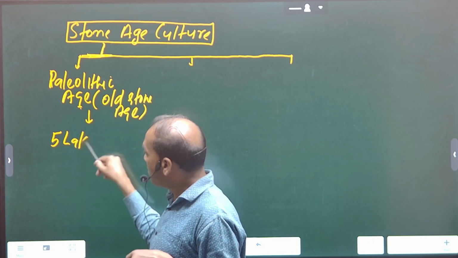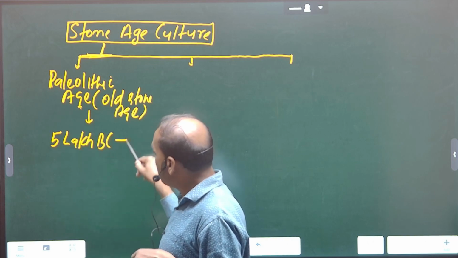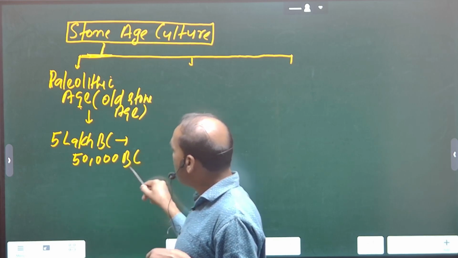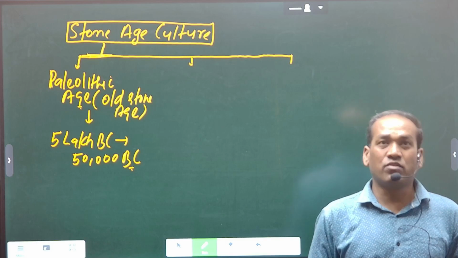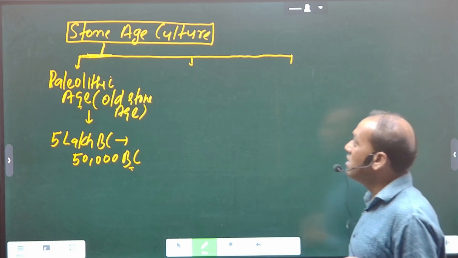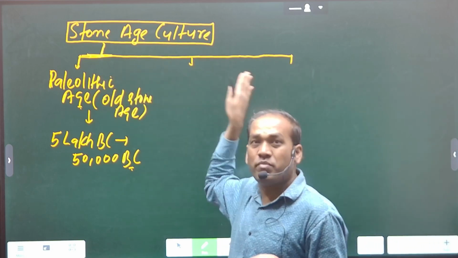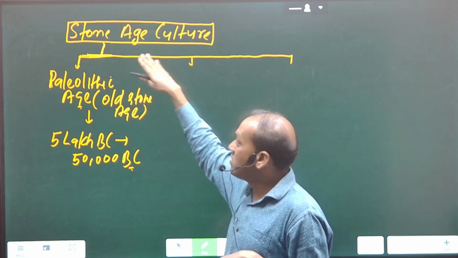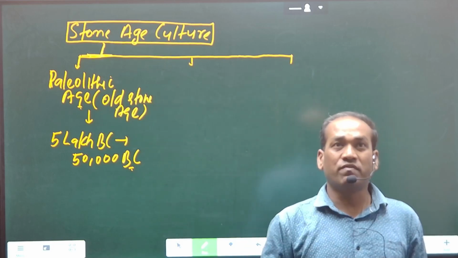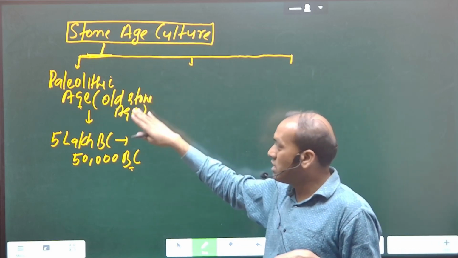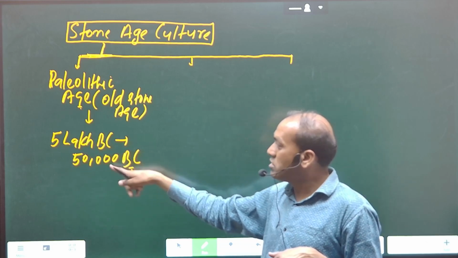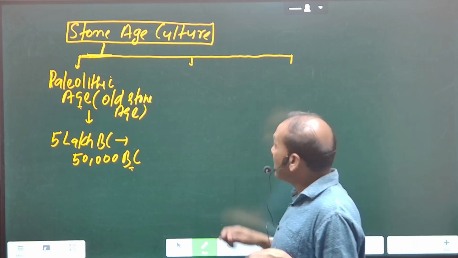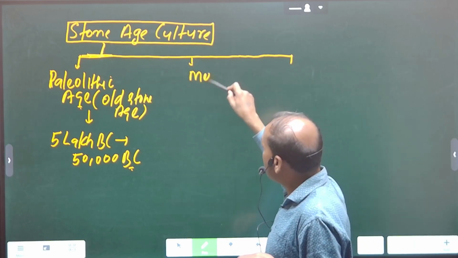5 lakh BC to 50,000 BC. So Stone Age culture is broadly divided into three main parts. In order to study it, in order to go in detail, it is divided into three parts. First is Paleolithic age, Old Stone Age, time period from 5 lakh BC to 50,000 BC is given for this Paleolithic age. Now the second is Mesolithic age.